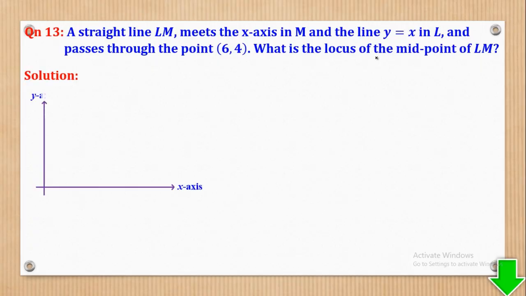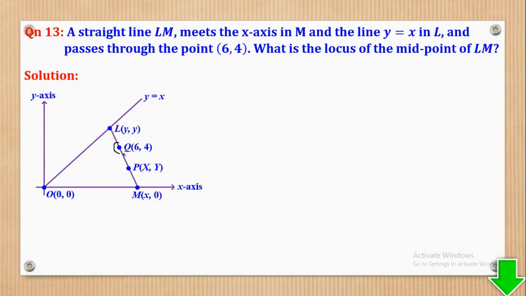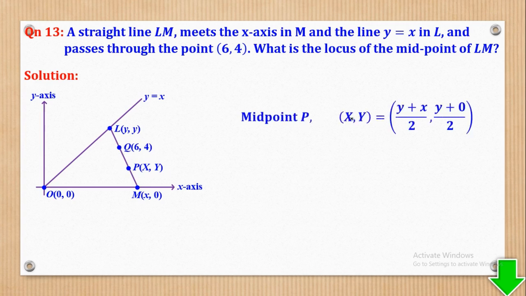So you also draw a sketch, then you put the origin there and draw that line y equal to x. Then you put point M, which is x0, and yl, which is that. Then the point Q, which is that, and this variable point. So midpoint P is given by the average of these two, which is that.